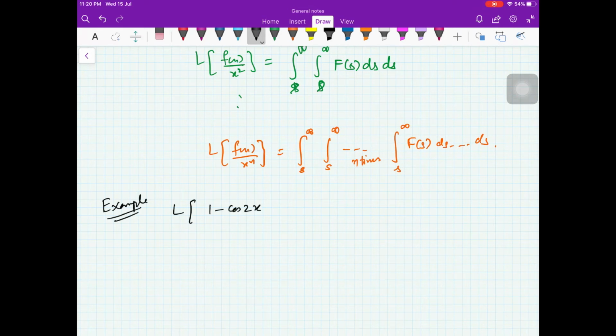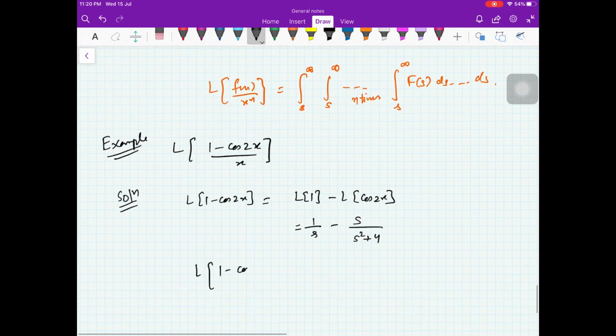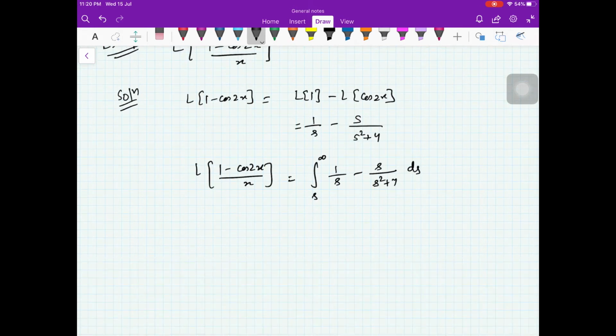Find L of (1 minus cos 2x) upon x, right? So you do this. L of 1 minus cos of 2x will be L of 1 minus L of cos of 2x. So that will be 1 by s minus s upon s square plus 4. Now if you divide with x, L of (1 minus cos 2x) upon x will be integral from s to infinity of (1 upon s minus s upon s square plus 4) ds. You can change the variable here if you want. So what will that be? That will be log of s minus, you multiply with 2 and divide with 2, so this is 1 by 2 log of s square plus 4.